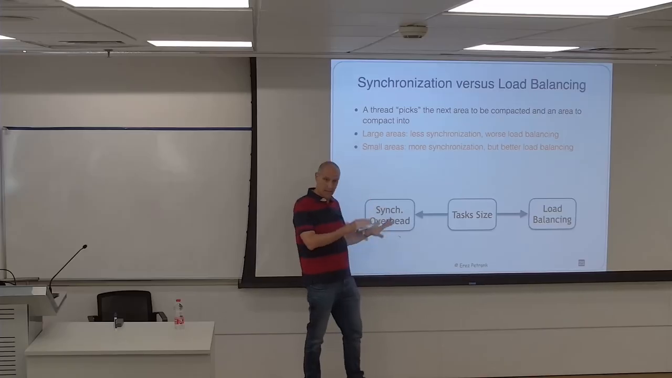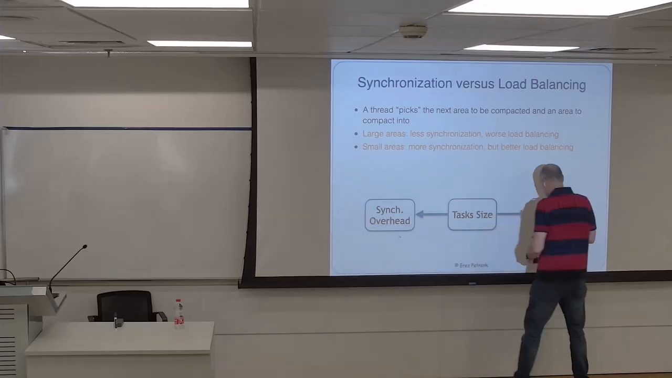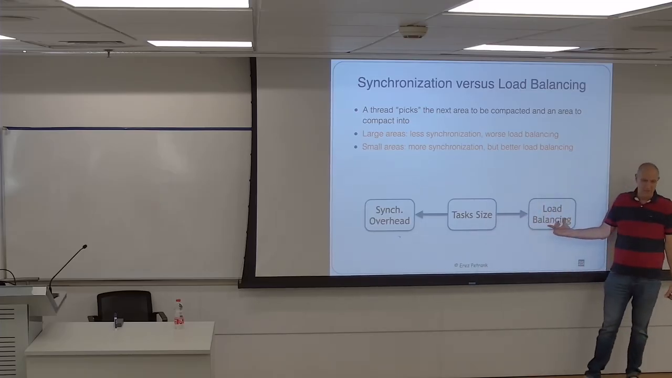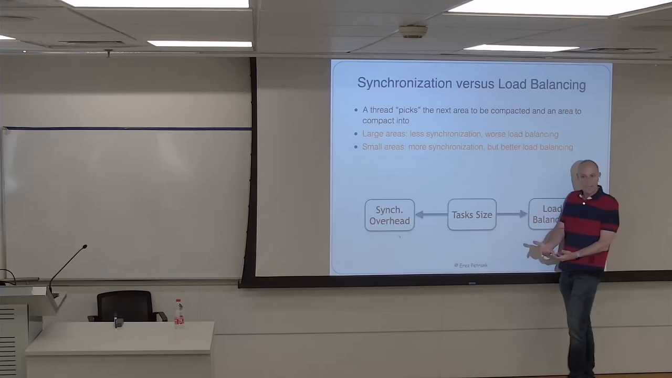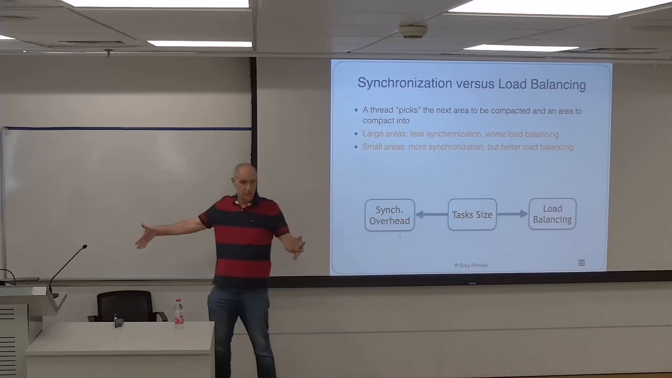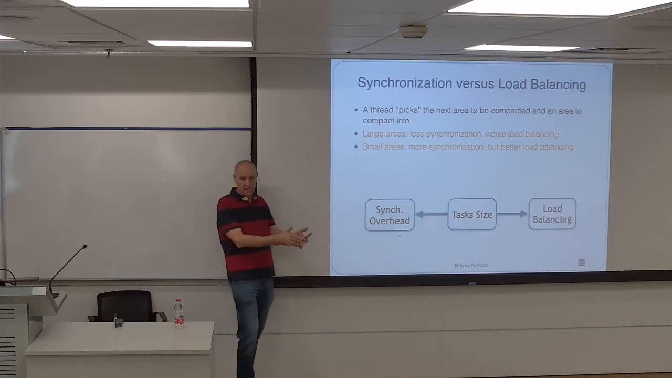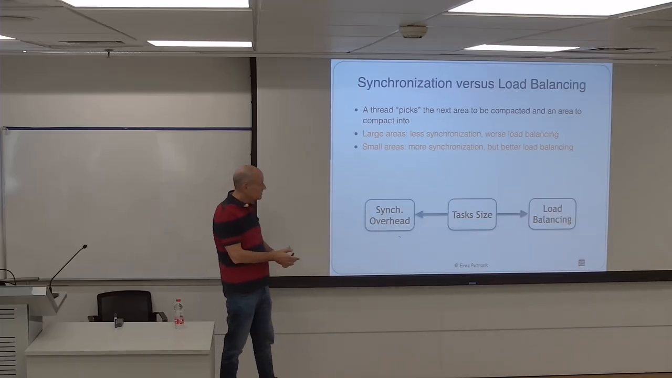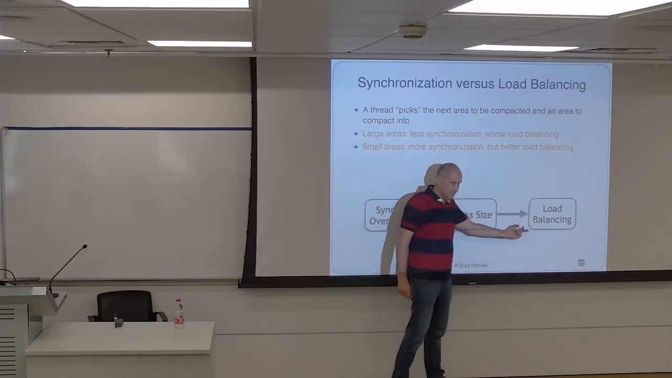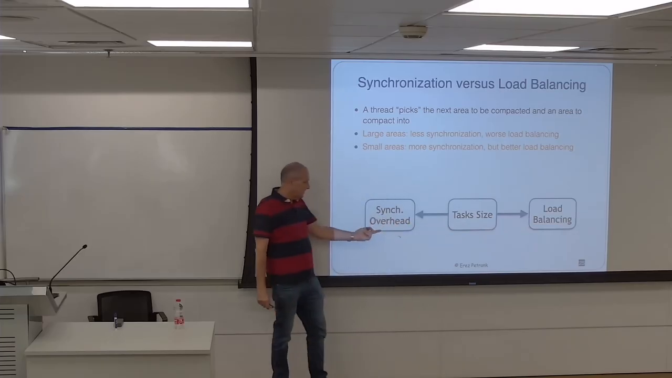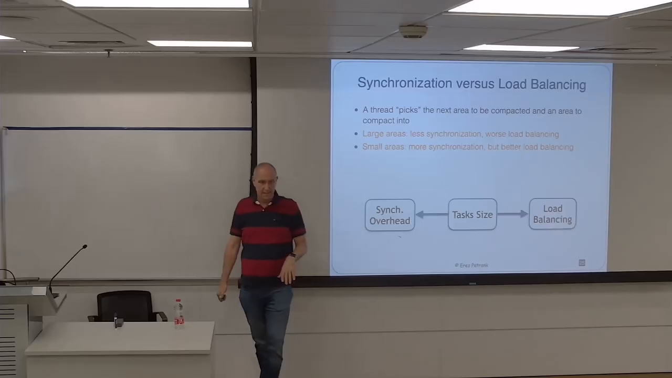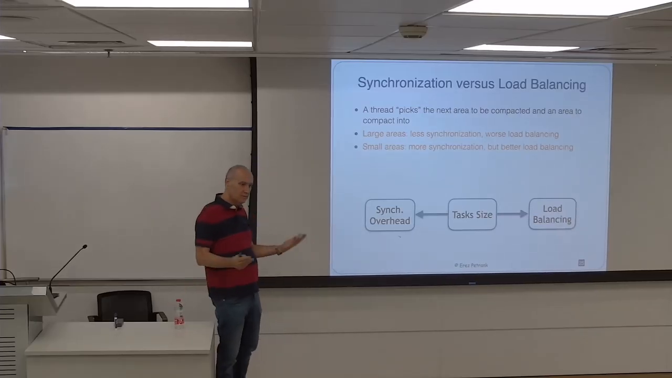On the other side, if the task size is large, then the load balancing is not good because the last thread that is working and everybody is waiting for it has a large task. So he may do it for a long time until we can all finish. So it's good to have small size tasks for load balancing, but it's good to have large size tasks for synchronization overhead. There's this trade-off, and we have to deal with it.